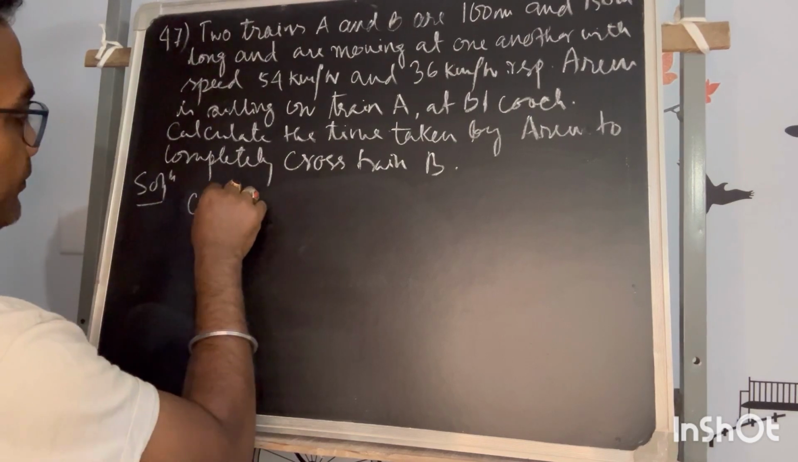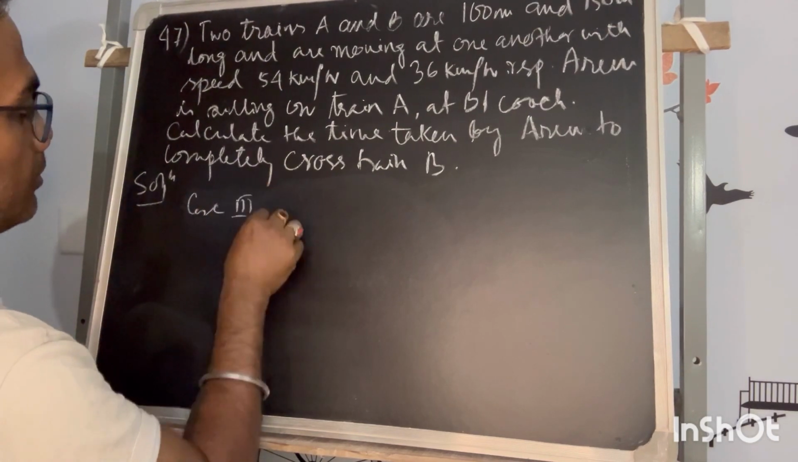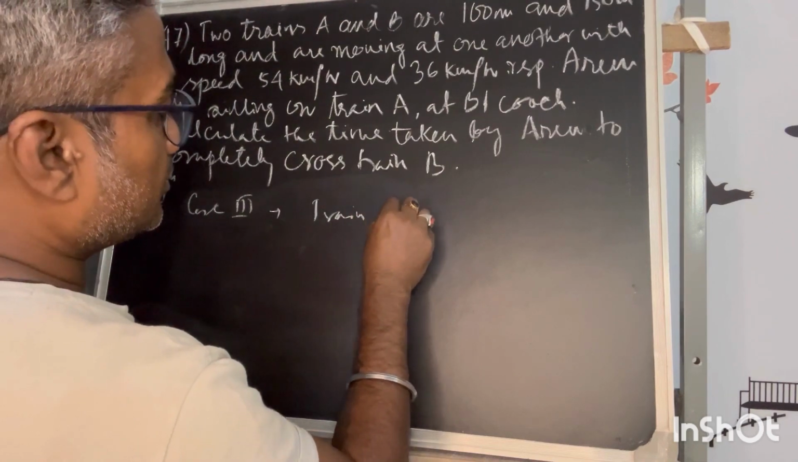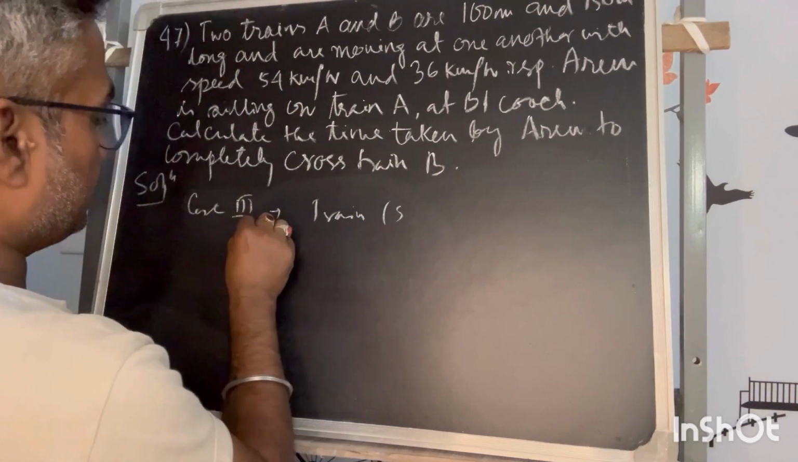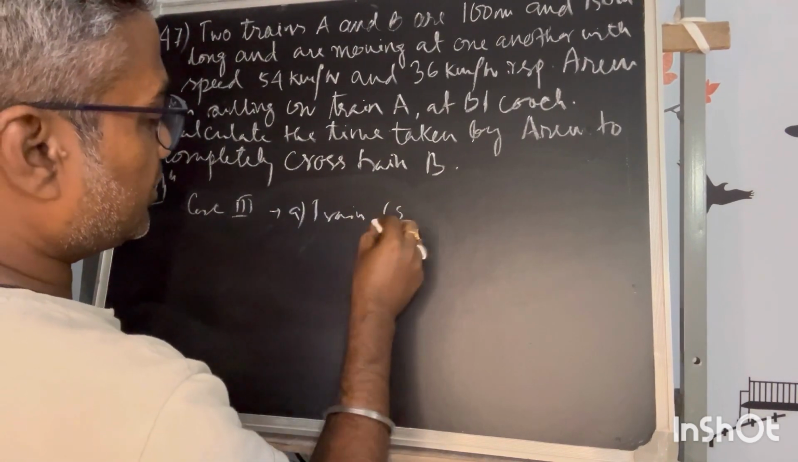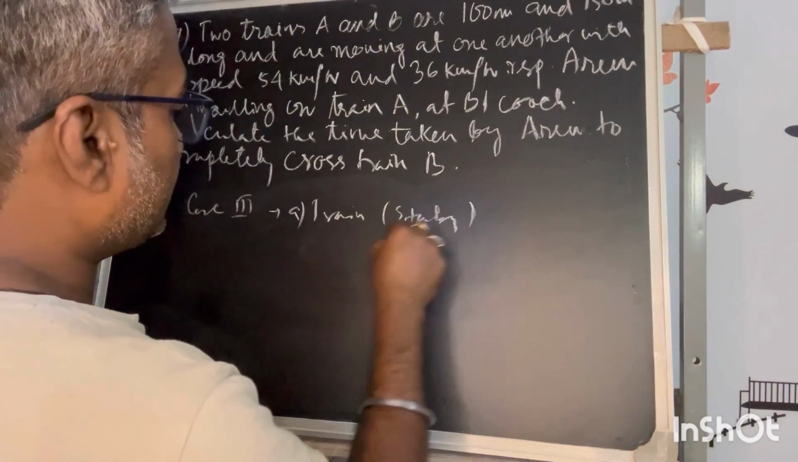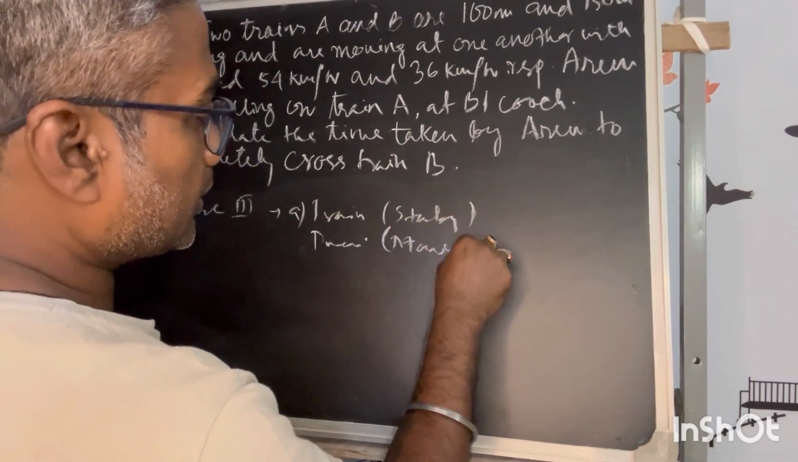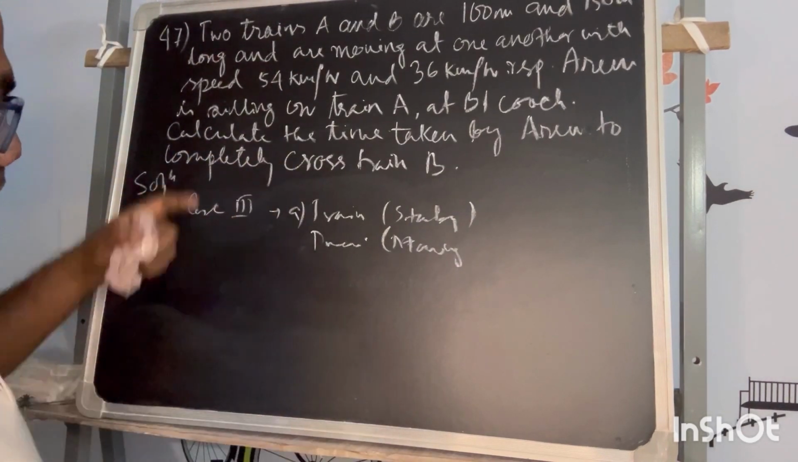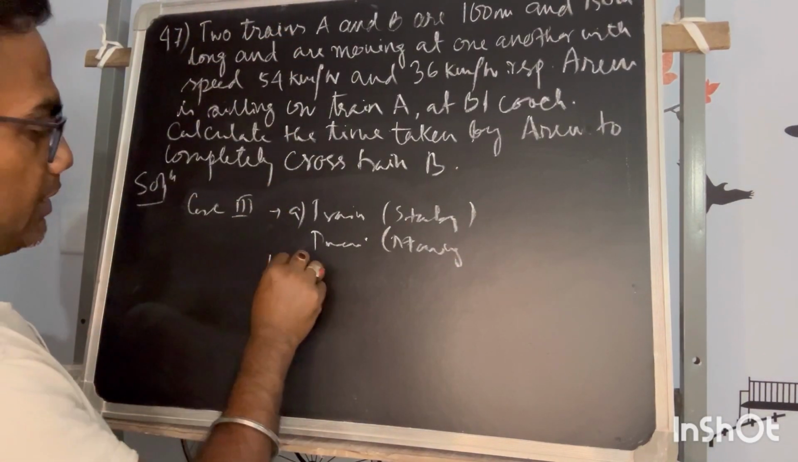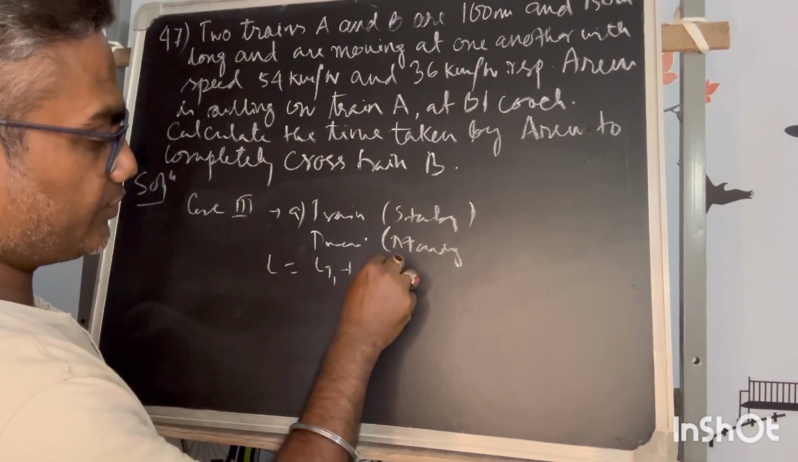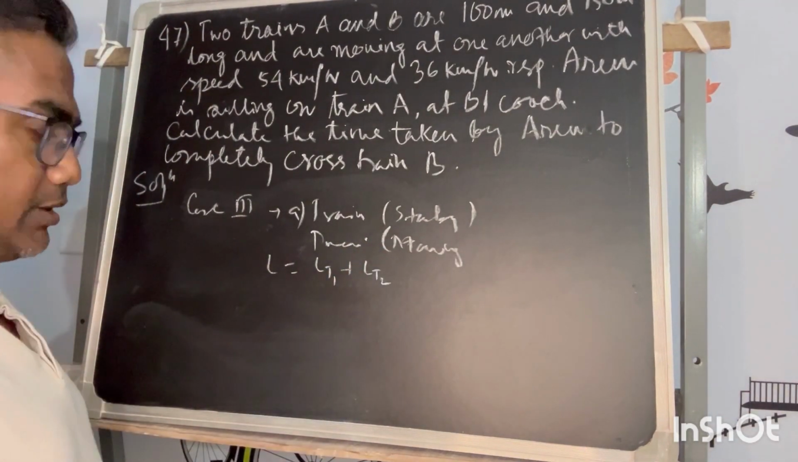Case 3, train standby. There, one train is standing by, the other train is moving. In this case the length will be the length of train 1 plus the length of train 2, both have to be added.